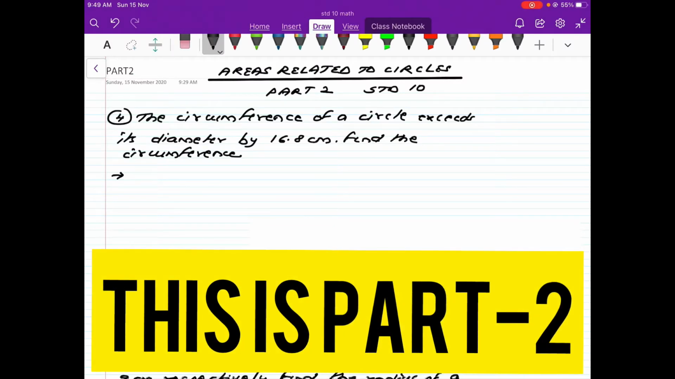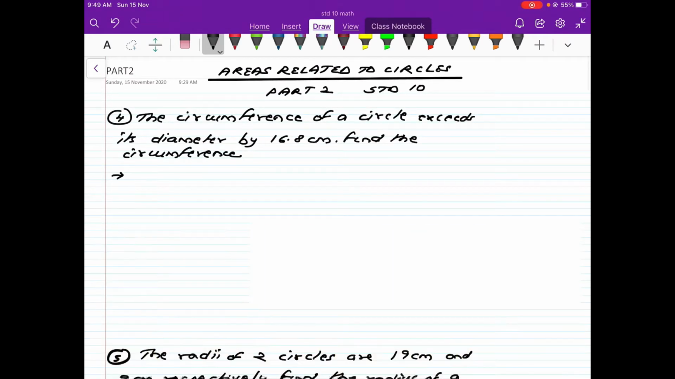This is part 2 of the chapter area related to circles, standard 10th. Continuing the sums, we will just see how some sums are done. So this is the fourth sum. This is a continuation of the previous video.